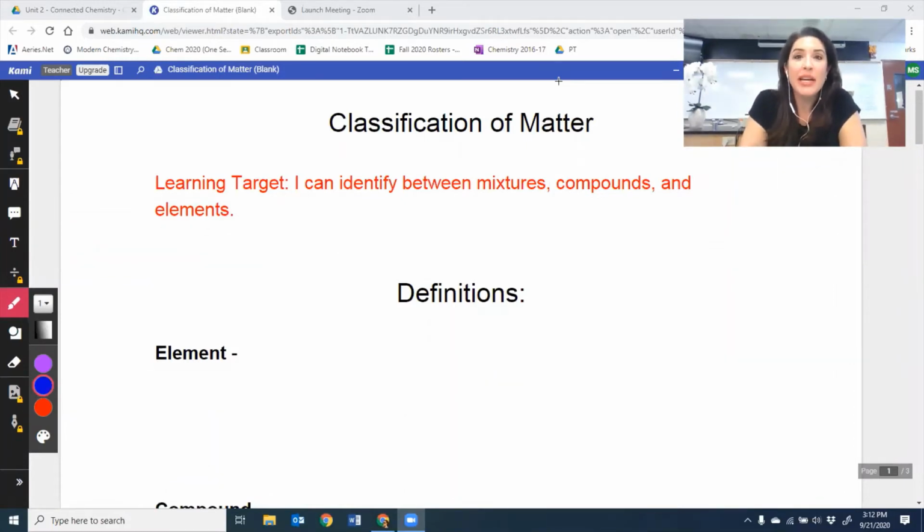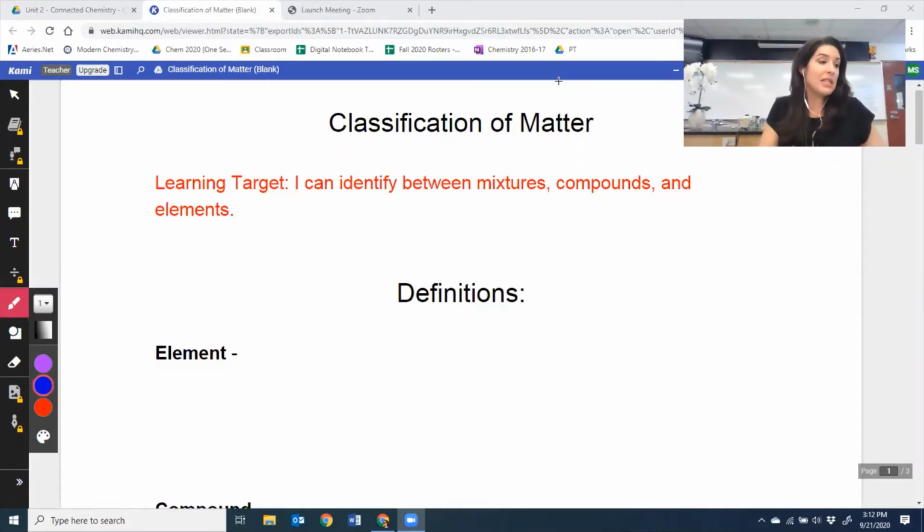Today I'm talking about different classifications of different forms of matter. So by the end of this video, you should be able to identify between mixtures, compounds, and elements. So let's first start by defining some of the terms that we're working with today.